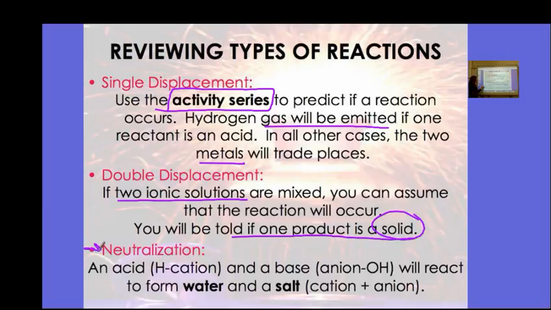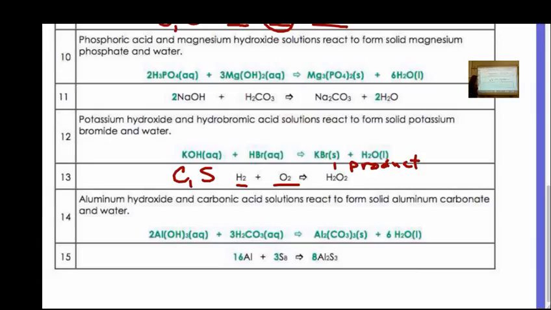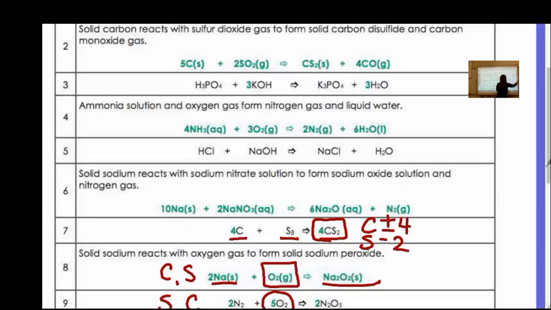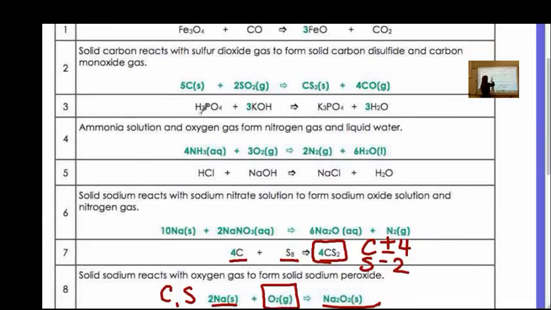Neutralization, we did this in Vodcast 7.3. Neutralization is a form of double displacement. Double displacement that you always form water and some kind of salt. We can go back to the worksheet 2 and pick out some examples here. Looking for water as a product. Here's an H. Here's an OH. I'm at number 3. I form water right here. This is a neutralization, but also a double displacement reaction.